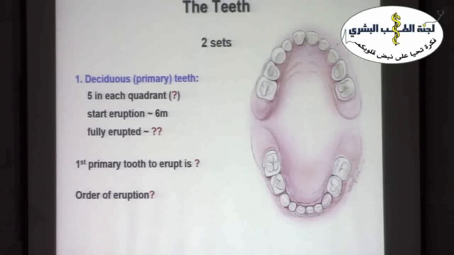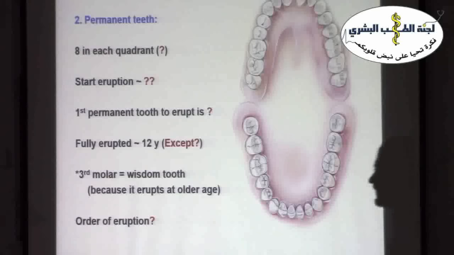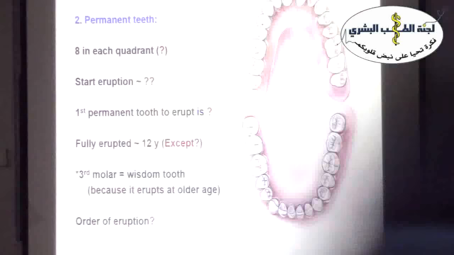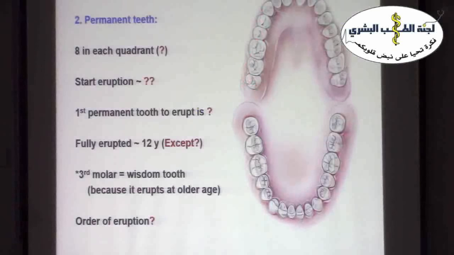This is important. Before answering this question, you have to know the number of the permanent dentition. If someone asks you, how many permanent teeth? 32. Which means there are 8 in each quadrant, not 5. In the permanent dentition, you have some additional teeth. We call them premolars. So you have central incisors, lateral incisors, a canine, then premolars: first premolar, second premolar, before the molar. Then you have a first molar, second molar, and an additional one, third molar. So the two premolars with the third molar are the additional three.